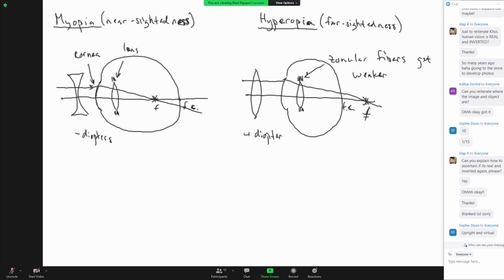Okay, so what LASIK does, so here's your cornea. LASIK takes a laser and makes your cornea less convex. So that new red is your new cornea, and it's flattened out. And when it does so, for people who are myopic, it pushes that focal length back. Does that make sense?